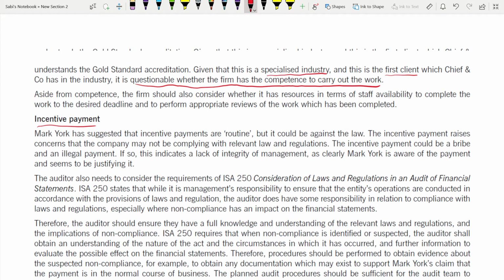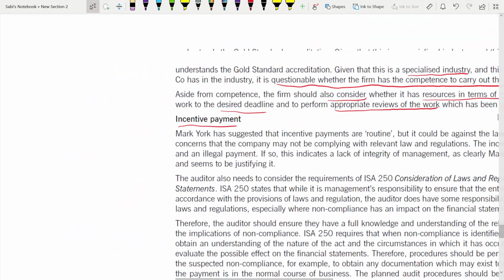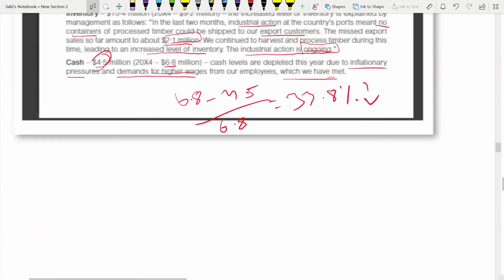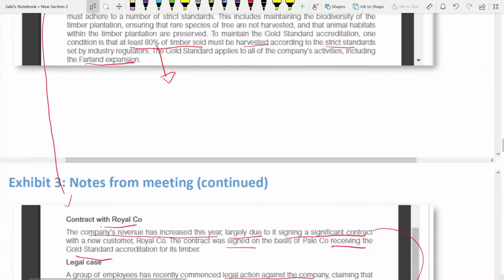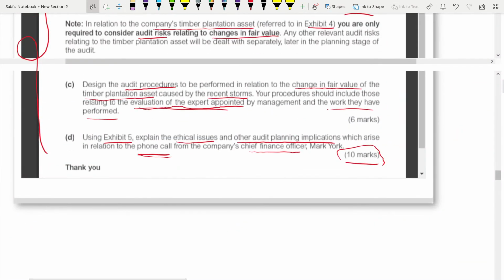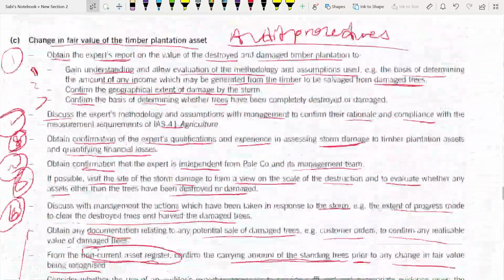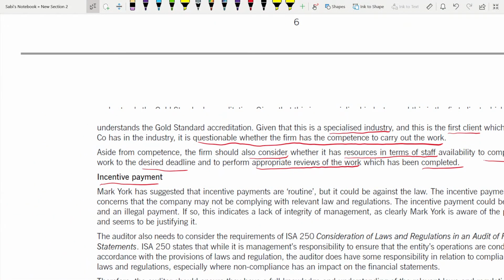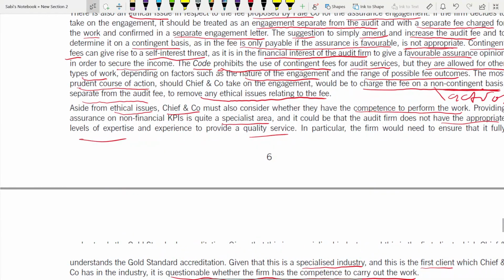Aside from the competence, the firm should also consider whether it has resources in terms of staff to complete the work to the desired deadline, and to perform appropriate reviews of the work which has been completed. Because they told that other audit planning implications also you have to give apart from the ethical issues. Let me take you back to the requirements again. One is the competence, whether they have the resources in terms of staff. These are the two things you have given, okay?